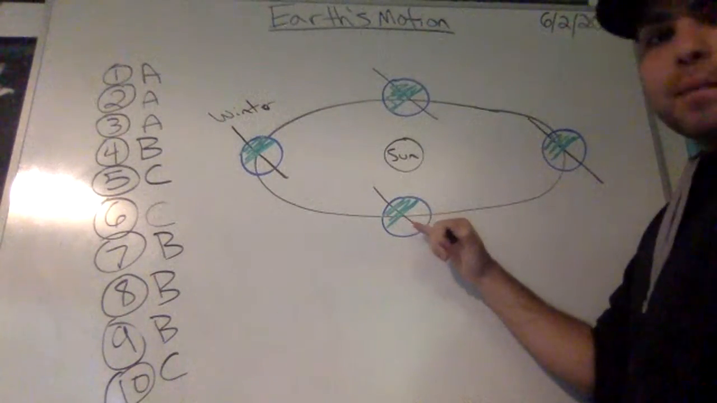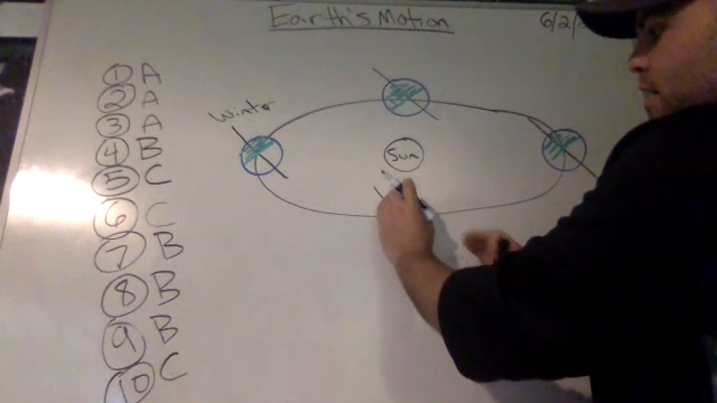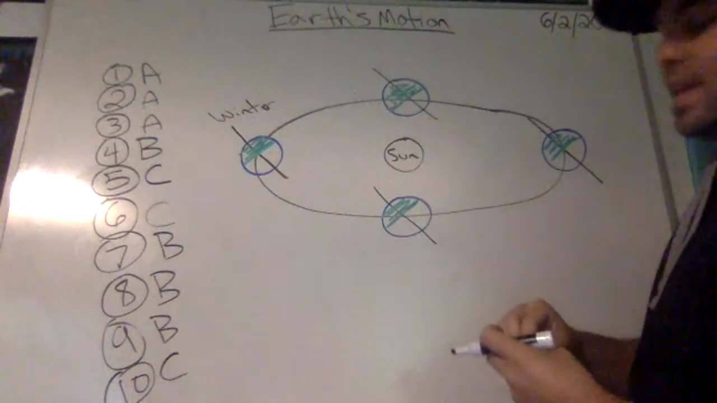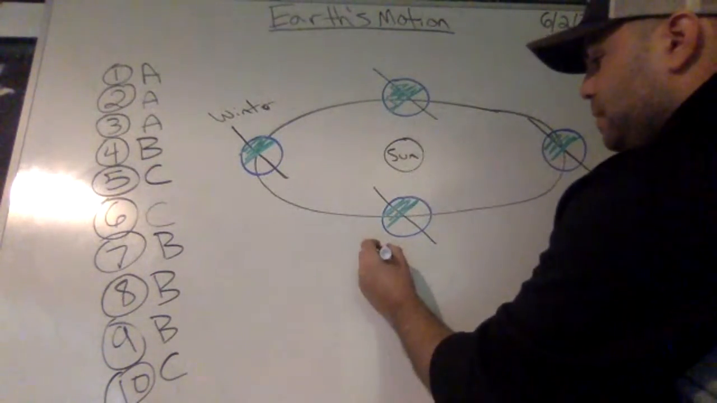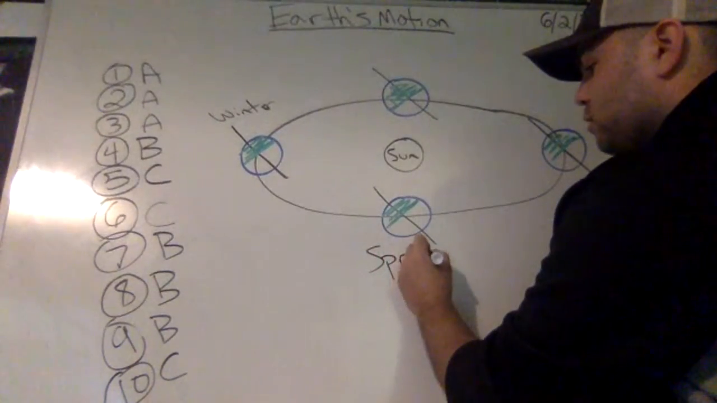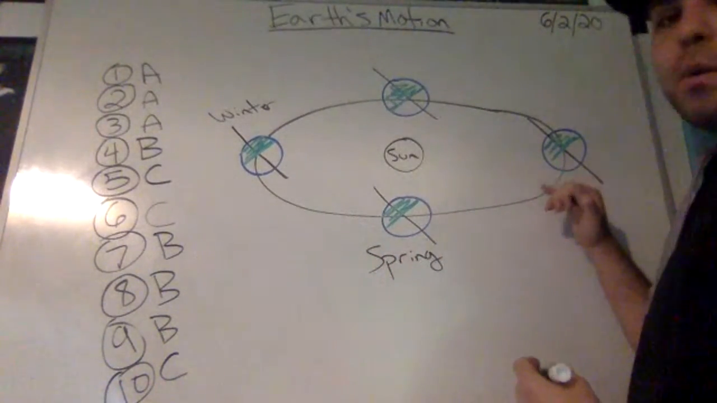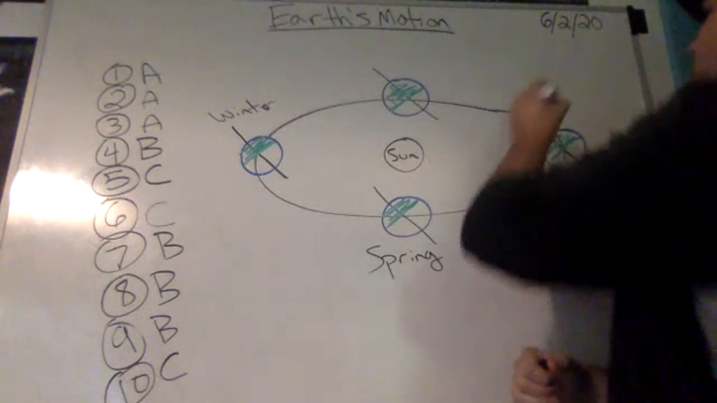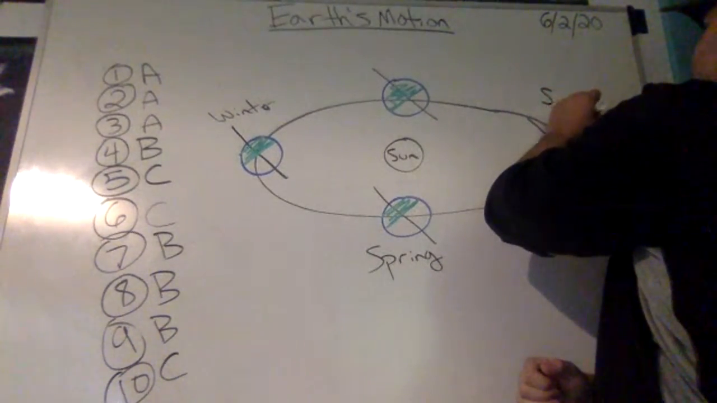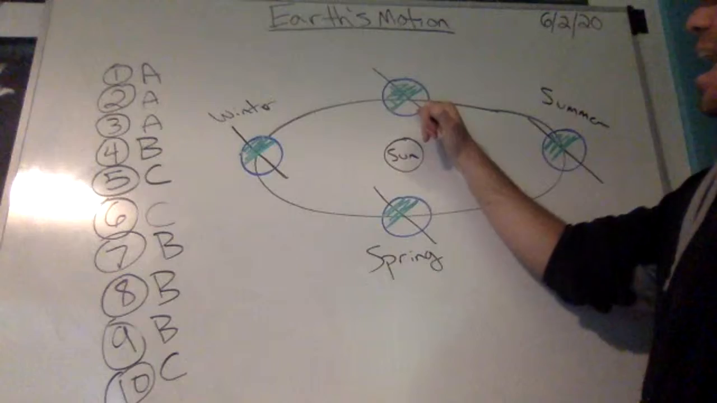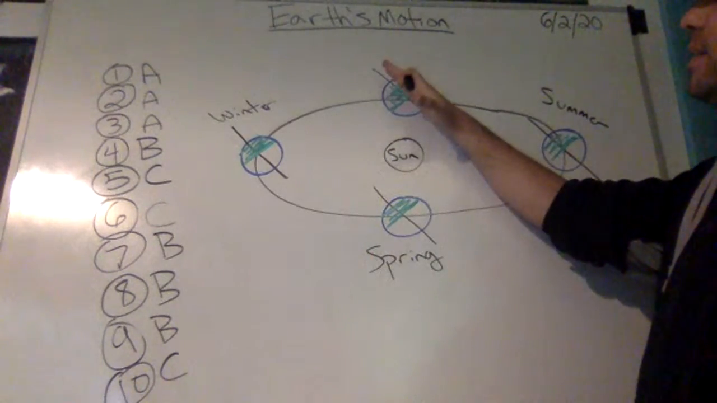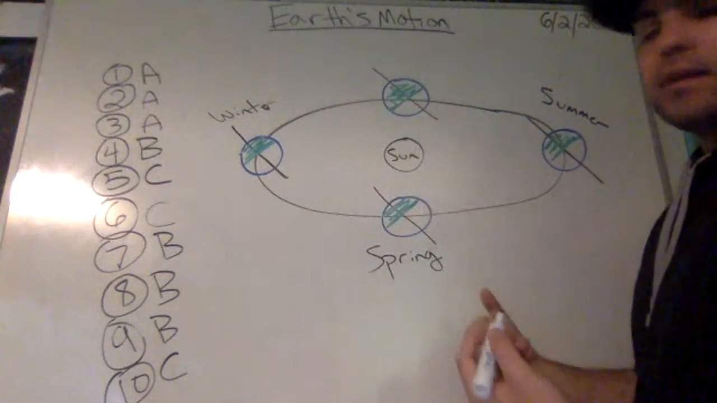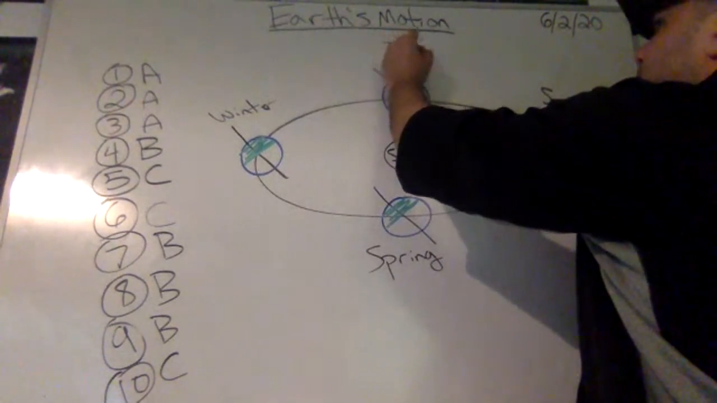Now, when it gets back down here, it's still tilted, but since it's facing the sun in a way, it gets the same amount of sunlight. So this is going to be spring now that it gets warmed up. Now you keep going. Our northern hemisphere is actually tilted towards the sun. So this is the summer. And the last one going in, it's tilted again, but it's still at an angle where you're getting the same amount of sunlight. So this is going to be the fall.